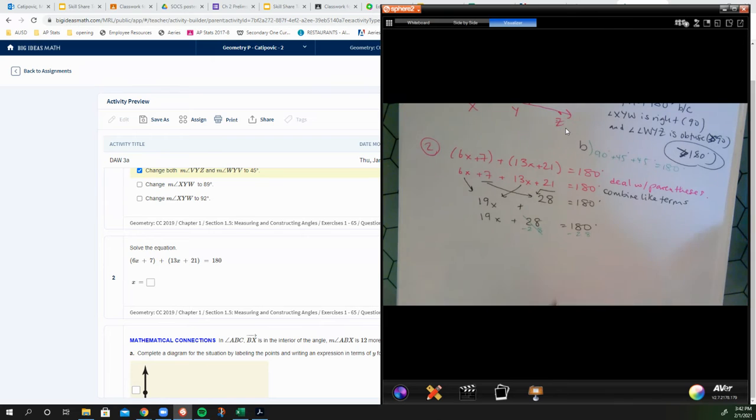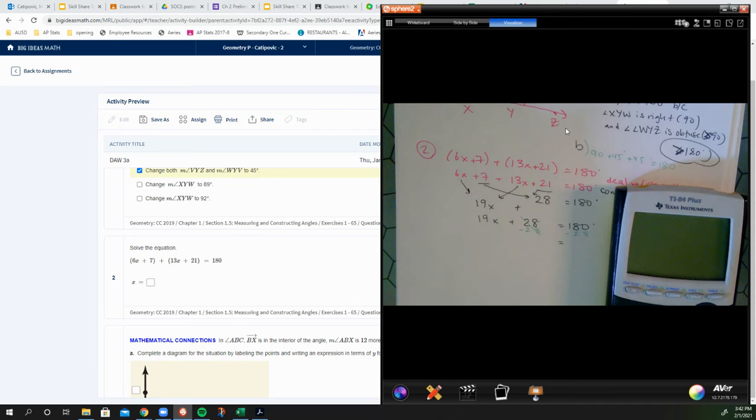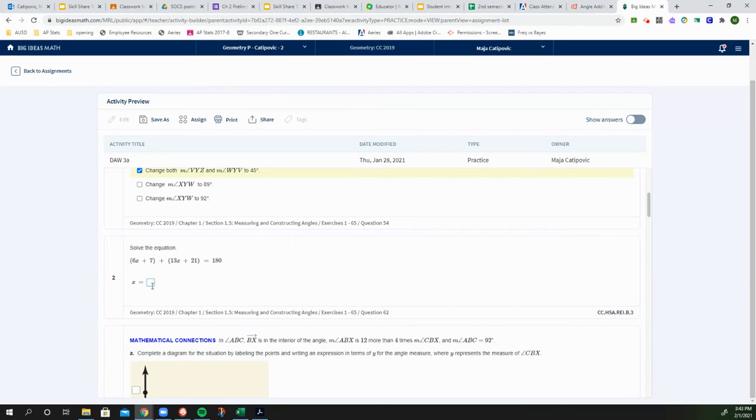I want to resolve what happens to my 180 degrees. So now I have 152 degrees. The 28's gone. I still have 19x left. Right, and my job was to solve for x, solve the equation. So now I'm going to remove the last thing attached to my x, which is this 19 times. The opposite of multiplication is division. I'll divide both sides by 19. And I have x equals 8. So that's the answer to number 2.